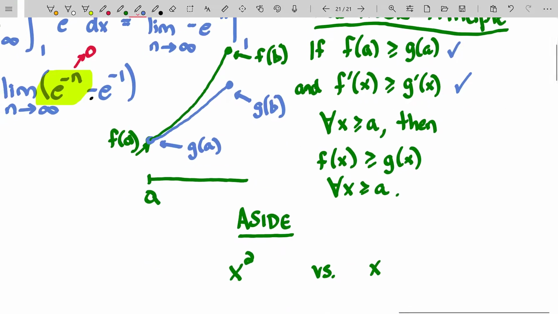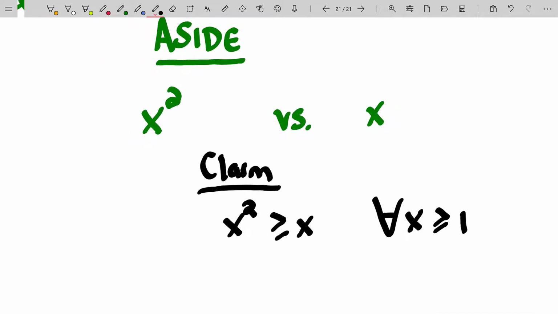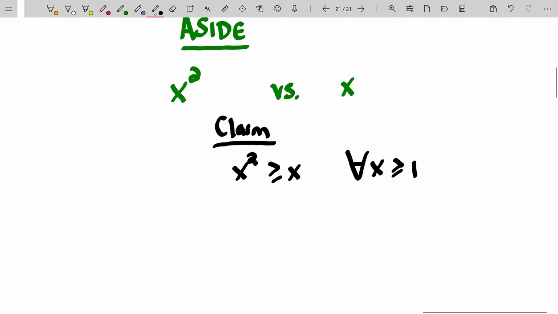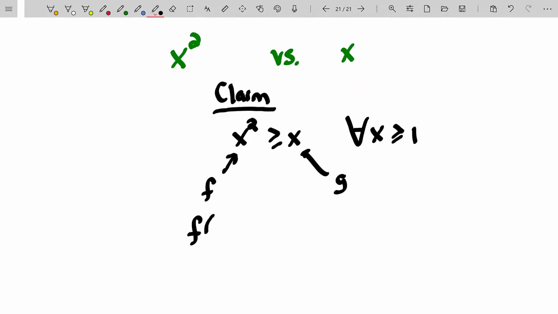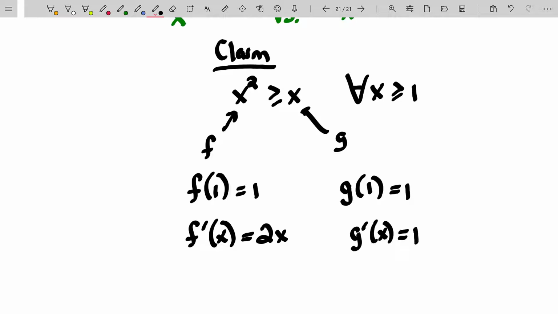So how does this apply to this problem right here? Well, I'm going to claim that x squared is greater than or equal to x for all x greater than 1. Go ahead and call this horse F and this horse G. F at time 1 is 1, and guess what? G at time 1 is also 1. So these horses are neck and neck right at the beginning. However, F prime of x is 2x and G prime of x is 1. And for x greater than or equal to 1, 2x is going to be greater than or equal to 1. You're plugging in numbers 1 or greater.